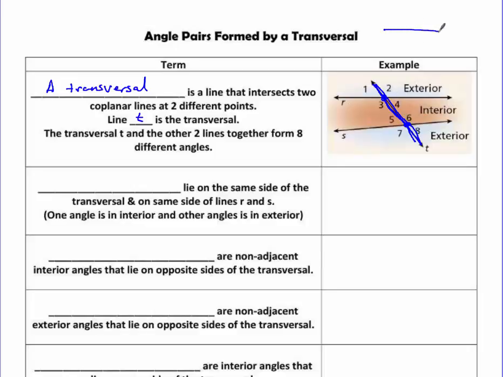Okay, so when you draw 2 lines and you draw another line through them like that, you've made 1, 2, 3, 4, 5, 6, 7, 8 angles. And we're going to get used to working with this picture. The 8 angles are located in different places, and we're going to talk about where they're located and what they're called. The first type that we're going to talk about are corresponding angles.